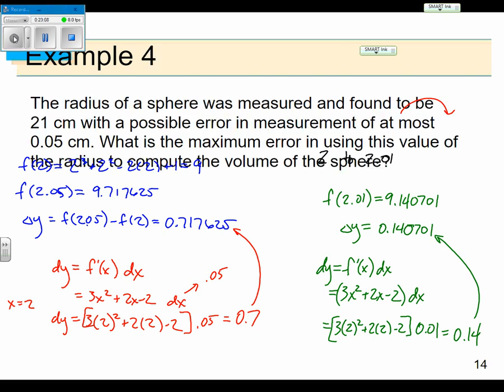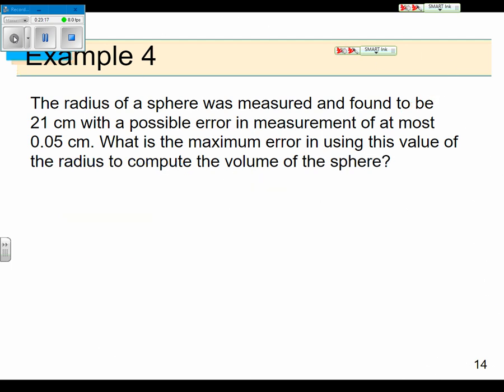All right, one last thing I want to talk about. It's kind of a neat problem here. It looks like we messed it up real bad, but then we bring it back and we're fine. It's talking about the radius of the sphere as measured, and it was found to be 21 centimeters, but we have a possible error in our measurement of at most 0.05 centimeters. So what is the maximum error in using this value of the radius to compute the volume of the sphere? If my radius is in fact off by 0.05 of a centimeter, how much is that going to throw off my volume?